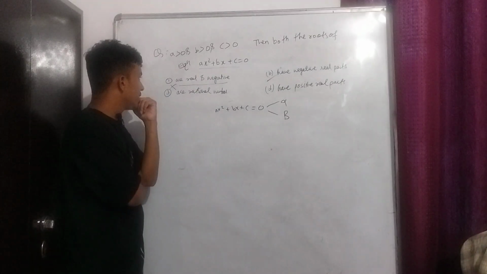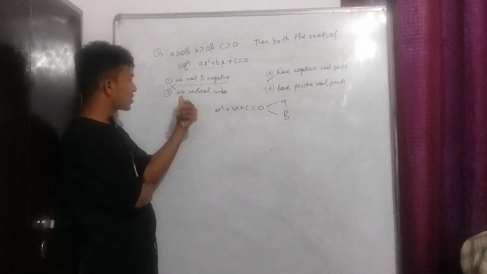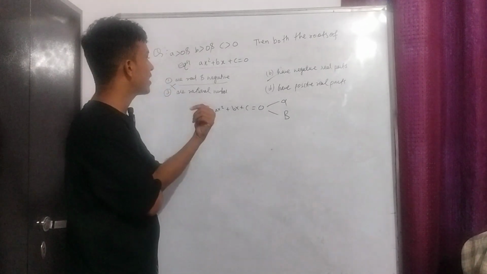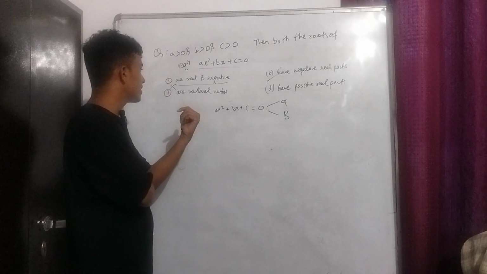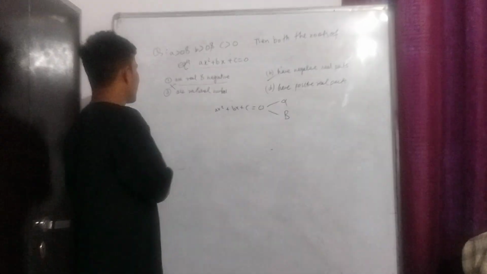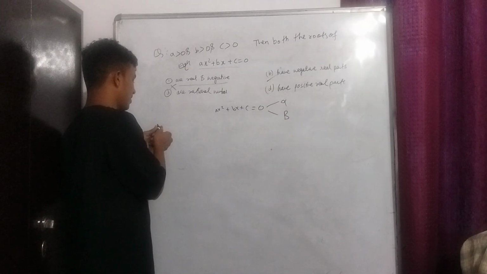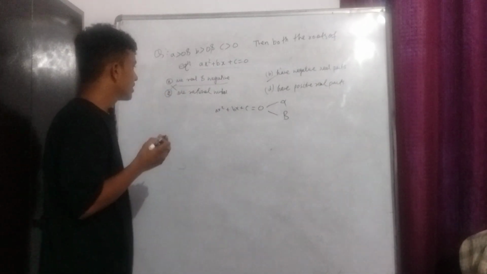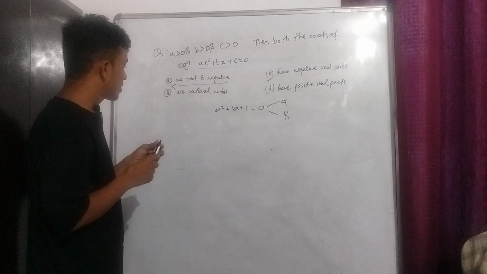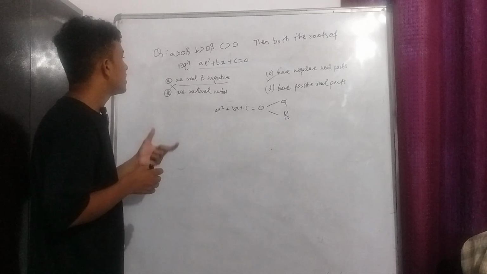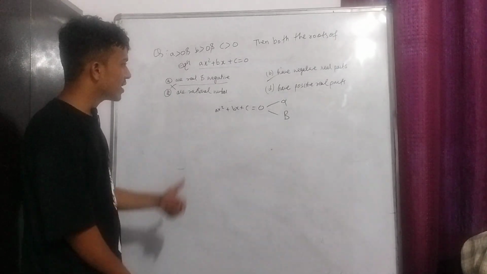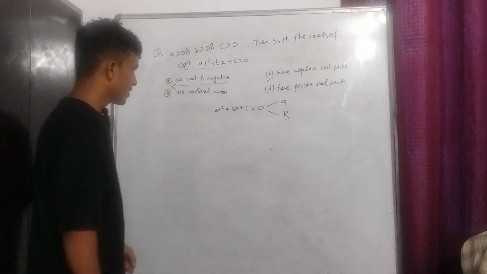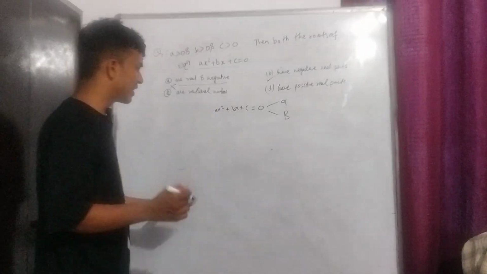The options are: A, the roots are real and negative. B option is have negative real parts, and third option is, okay, I will change this third with C. And C option is the roots are rational number, and D option is roots have positive real parts. Okay. So the question must be very clear.